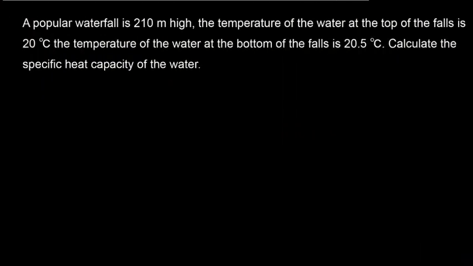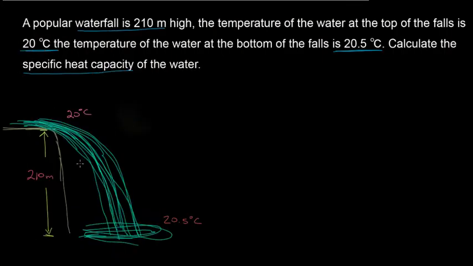And that actually leads us into step 2, to ensure that we get as much information from the question as possible. So in this question right here, we're given the height of the waterfall, the temperature at the top of the falls is 20 degrees Celsius and at the bottom is 20.5 degrees Celsius, and we're asked to calculate the specific heat capacity of the water. And once we have done that, we make a simple sketch to just illustrate the scenario.